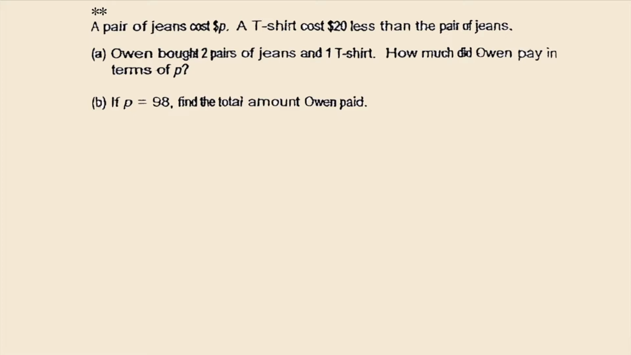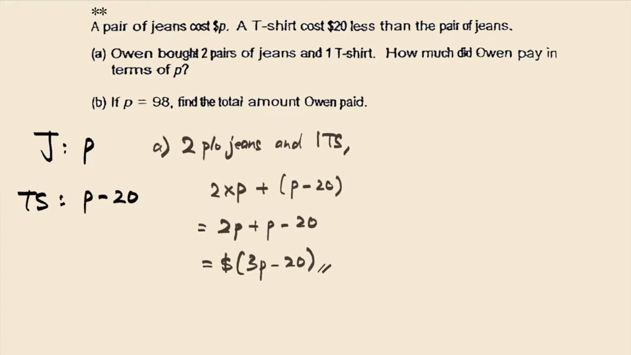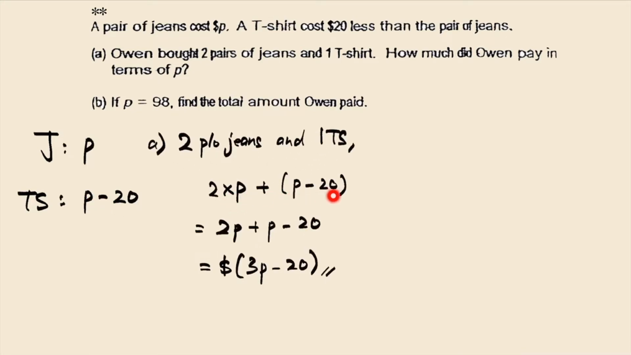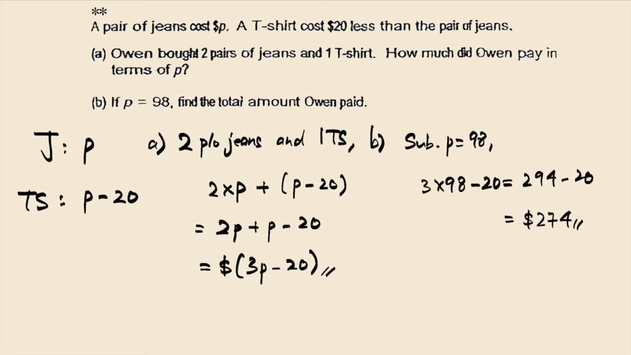A pair of jeans cost p dollars, a t-shirt costs $20 less. Well, we can first say that jeans will be p and then t-shirt $20 less. Owen bought 2 pairs of jeans. We're going to multiply this by 2 and keep this because this is just one t-shirt. So 2 times p and this p minus 20 stays there. Simplify the expression and we'll obtain 3p minus $20. Now, this is what he paid, right? So we're now told p is 98. So we'll reuse this expression. So 3 times 98 minus 20, giving us $274.